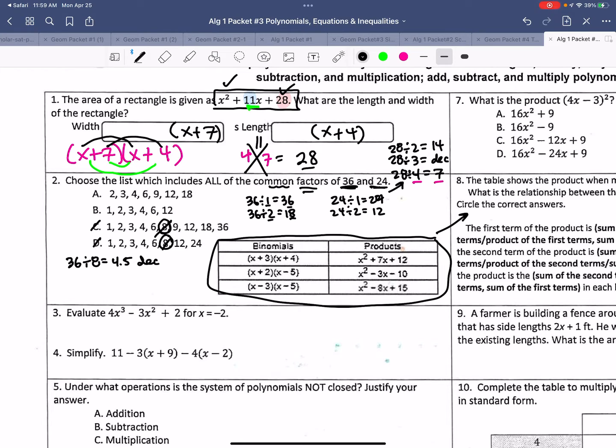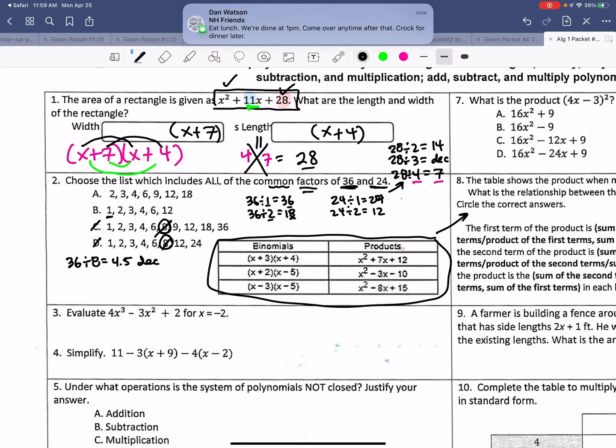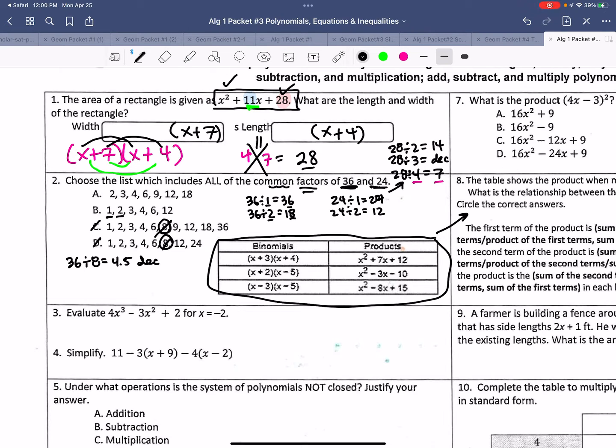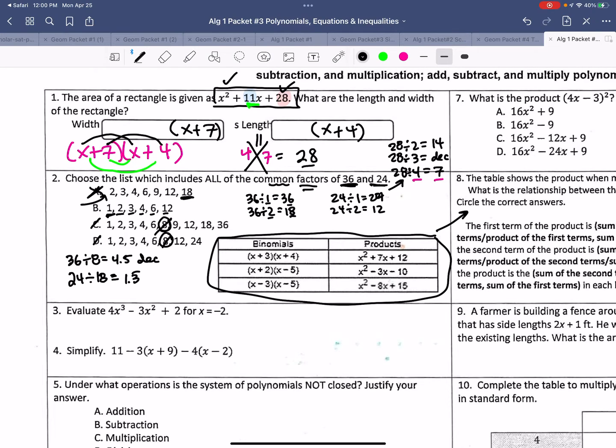Now, this list: 1, we know that's a factor, right? 2, 3, 4, 6, 12. This one, they left out 1. They also have this number 18. That looks a little big. Let's just say 24 divided by 18. I get 1.3. So I definitely do not like A. It left out a 1, so I knew that was wrong. But that 18 is way too big to be a factor. So we find our answers here. B is correct. That's a factor of both.